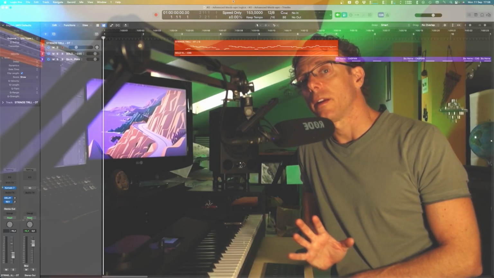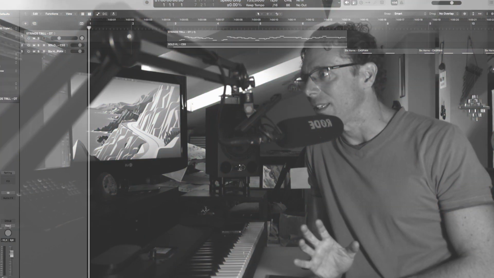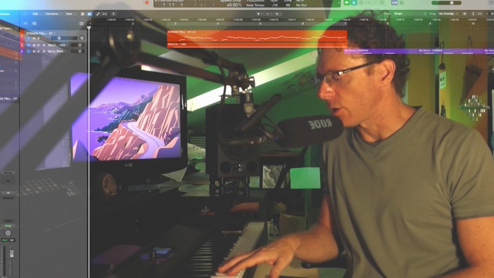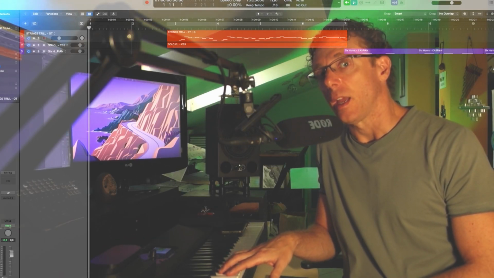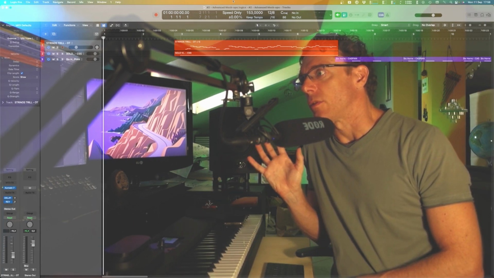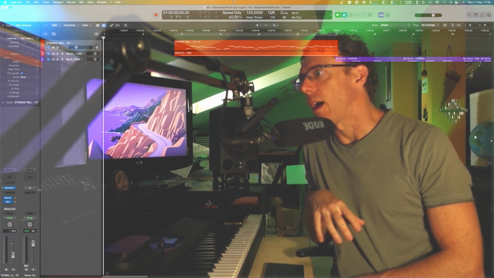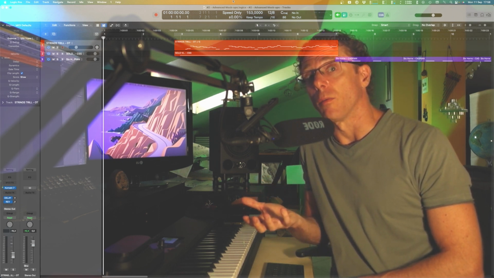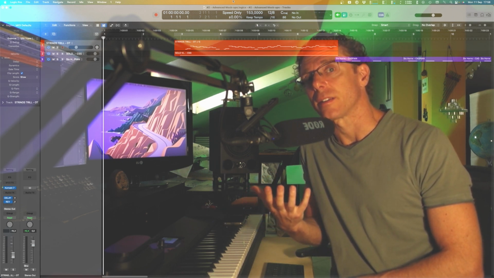The last point here is idiomatic writing. So if you have to compose something for violin, you have to know the violin. If you have to compose something for, I know, trombones, you have to know how trombone players play.